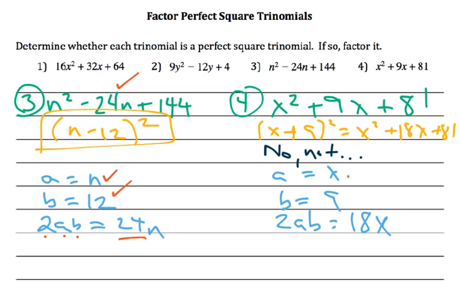On the other side, if a was x and b was 9, because that's the way they match up, then 2 times a times b would be 2 times x times 9, which would be 18x. And that does not agree up there. So let's move on.